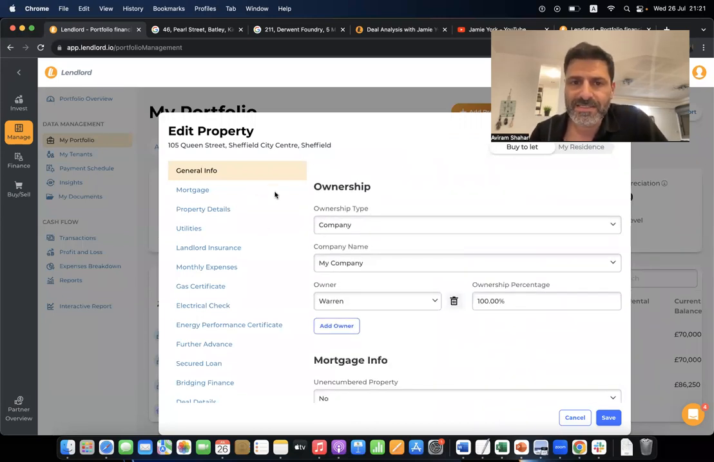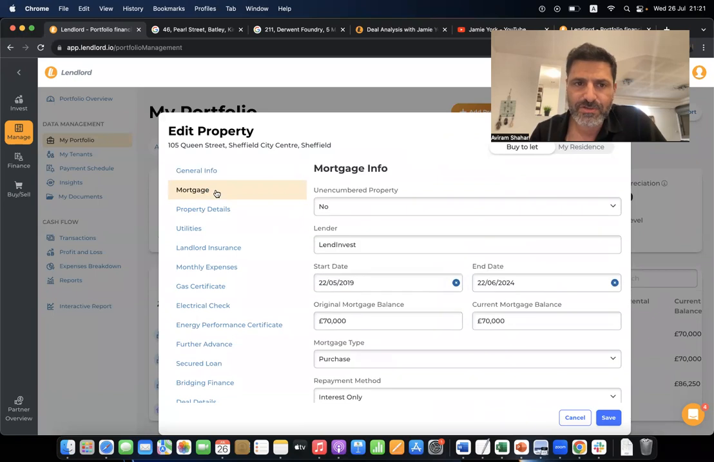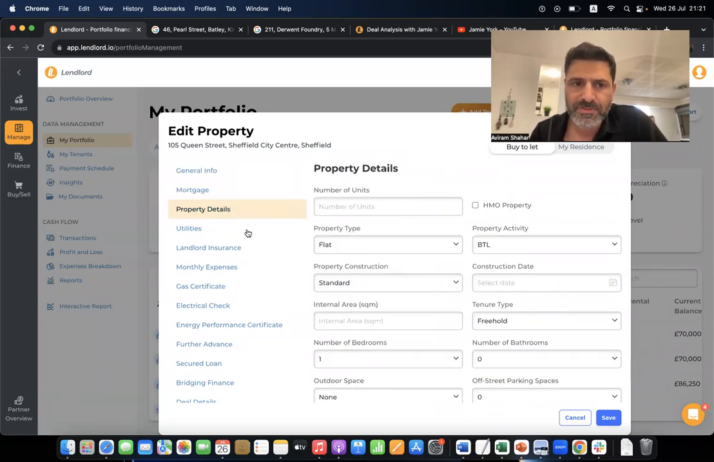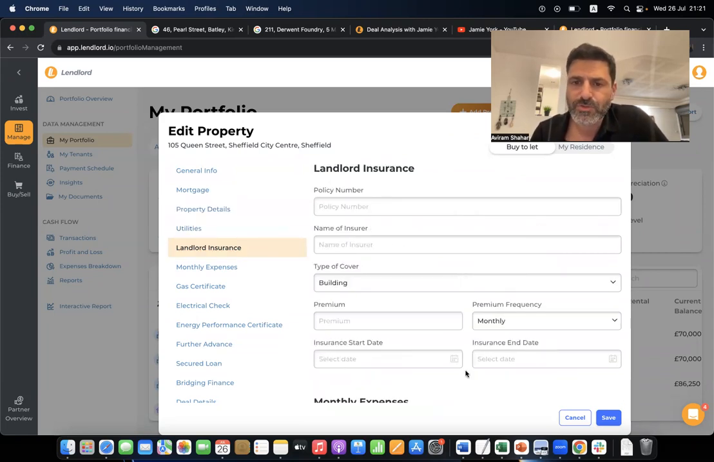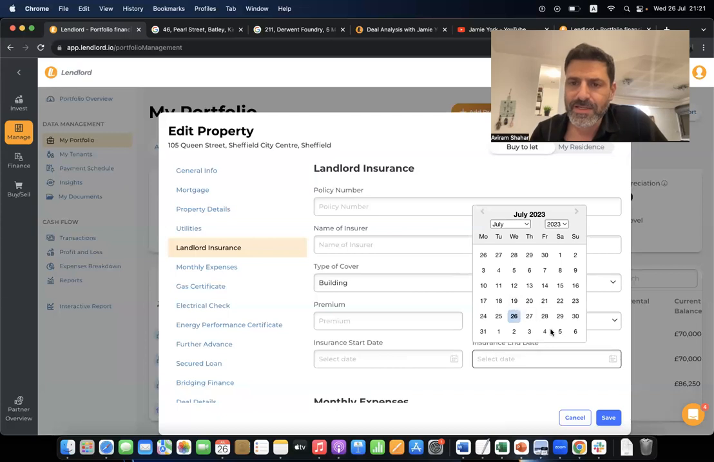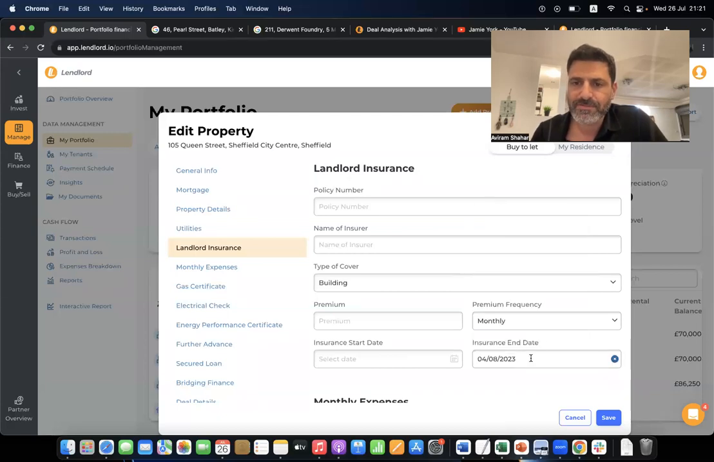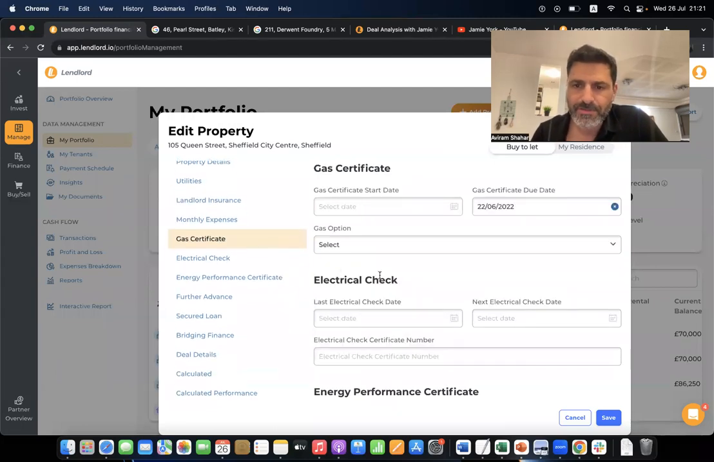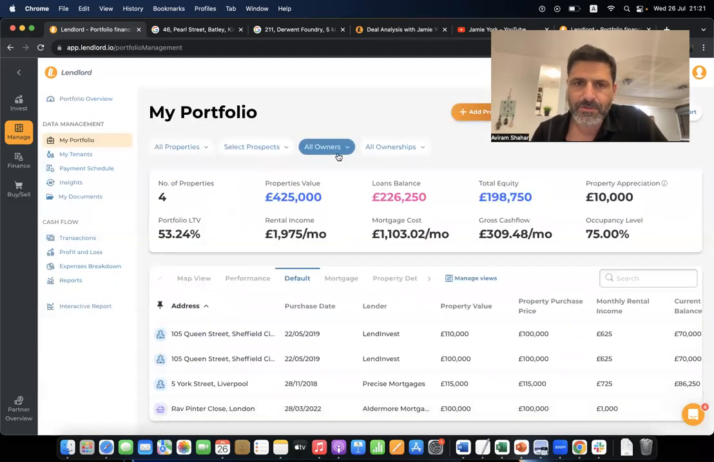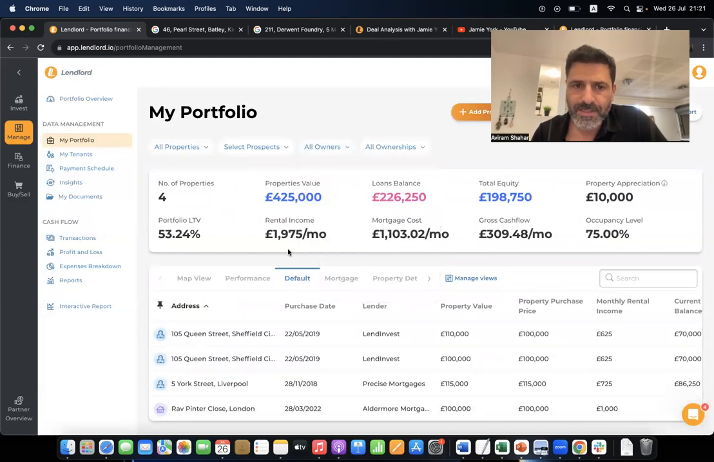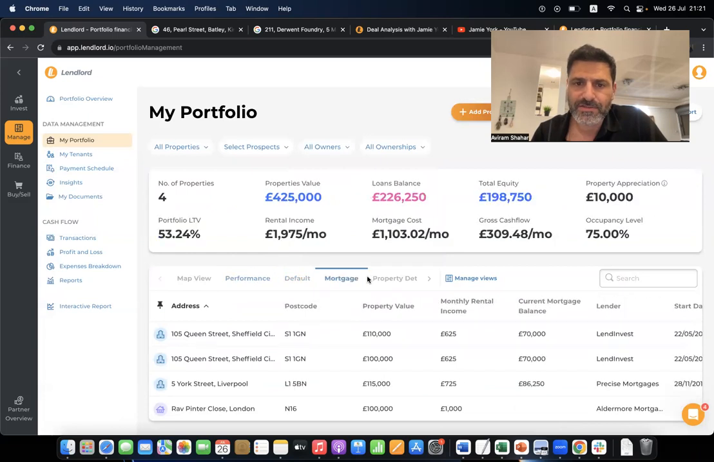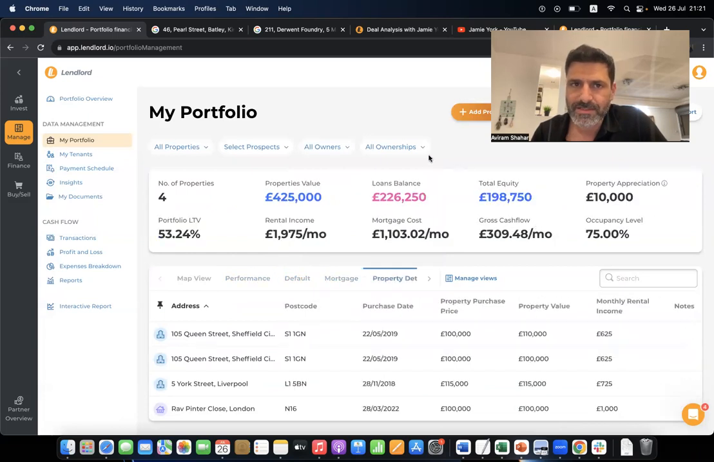And it's separated by sections. So you have the general information, the mortgage information, enhanced property details, data about your utility suppliers, landlord insurance. You can put end dates here. And for each due date, you will receive alerts as well. And other important data points, you can also manage more than one owner in one landlord account. And you can apply different views and export the data.